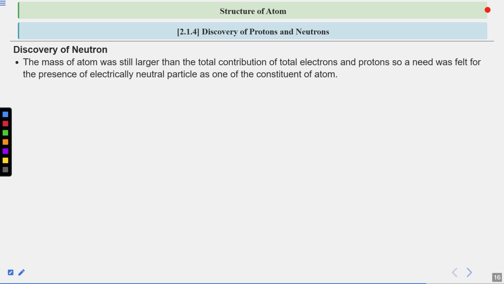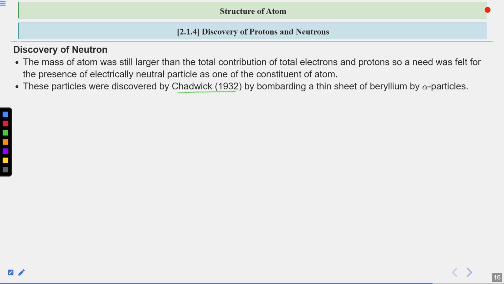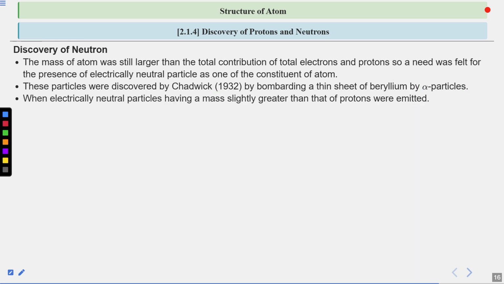Now moving on to the last point, which is the neutron. It was seen that by summing up the mass of the electron and proton, the mass of the atom was not satisfied. So there must be a third particle which is responsible for that mass, and we named that neutral particle the neutron. This was discovered by Chadwick in 1932 by bombarding a sheet of beryllium with alpha particles. We will study this bombarding experiment also. It was also seen that the neutron has a mass slightly greater than that of the proton.